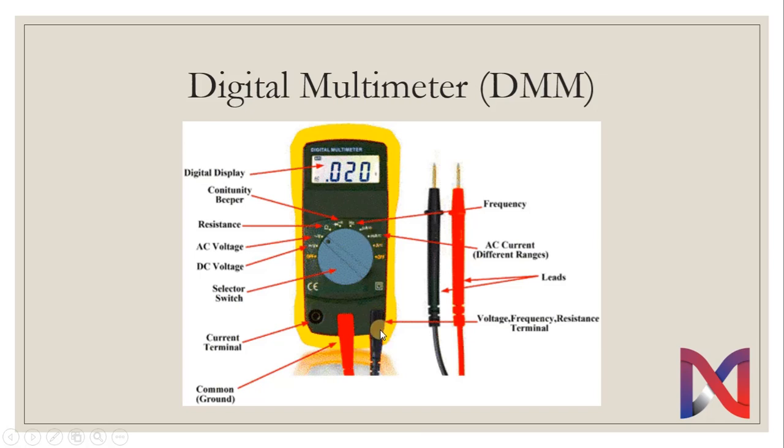You must remember that whenever you are reading a current, then you put this black cable right here into the current terminal. But when you are measuring voltage, frequency, and resistance, then the black lead should be right here.